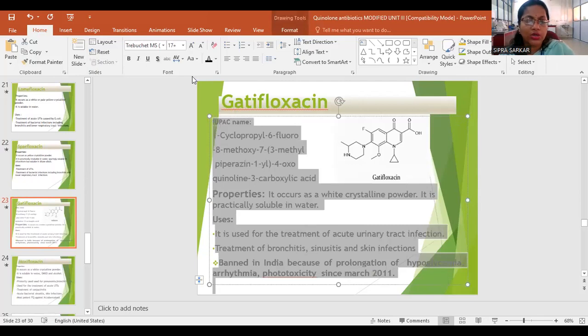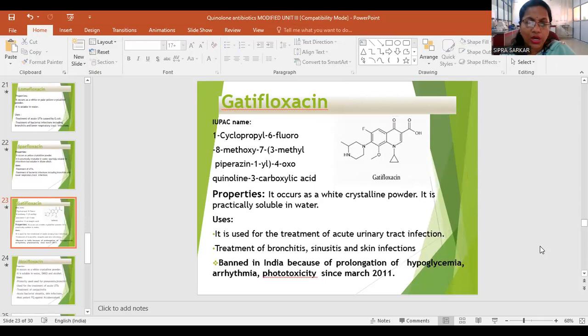Gatifloxacin, as already said, is an antibacterial for eye infection, skin infection, bronchitis. See where the nitrogen contains the piperazine ring also, and a cyclopropyl ring is present at the one position. So this drug is 1-cyclopropyl, 6-fluoro, 8-methoxy. At the 8 position, methoxy is there, and at 7 is a 3-methyl piperazine. Here is a methyl group, that's why the 3-methyl piperazine ring is there.